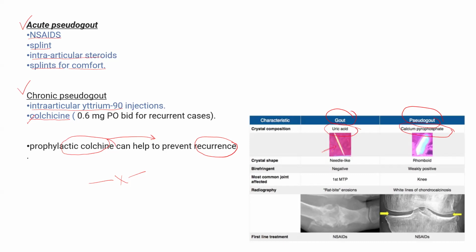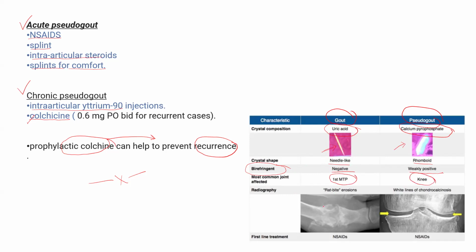What is the shape of the crystals in gout? It is needle shape, whereas in pseudogout, it is rhomboid shape or envelope shape. So needle-like, versus rhomboid or envelope shape. When you use a polarized microscope, you need to check for birefringence. You have negative birefringence in gout, positive birefringence in pseudogout. And the most common joint involved is the first metatarsophalangeal joint in gout, whereas in pseudogout, the knee joint is commonly involved, followed by the elbow joint.